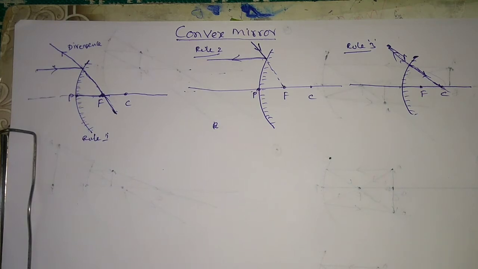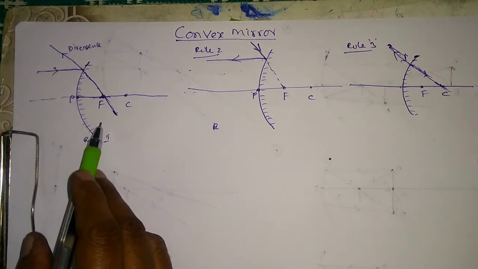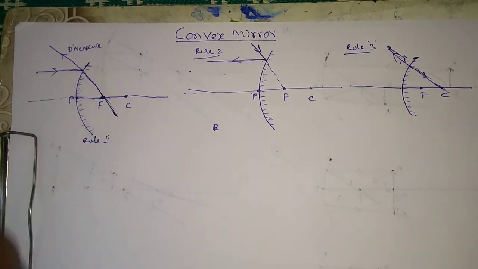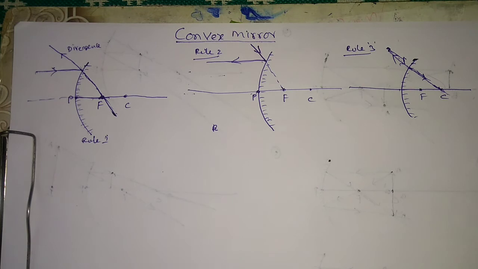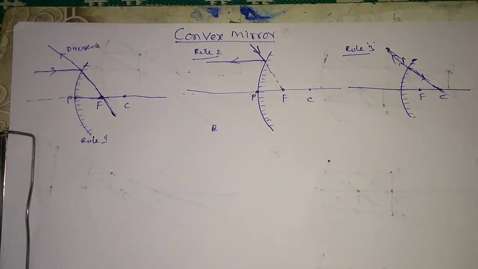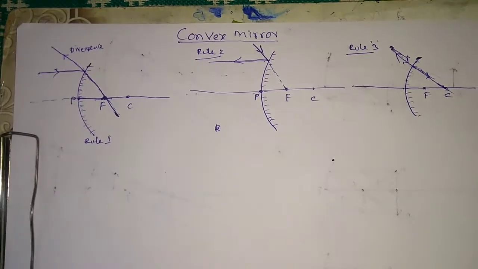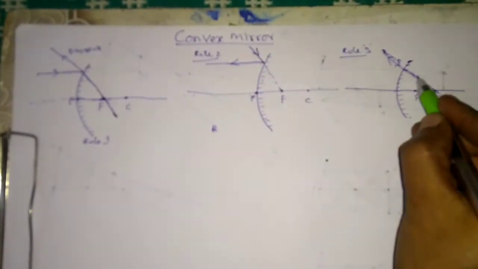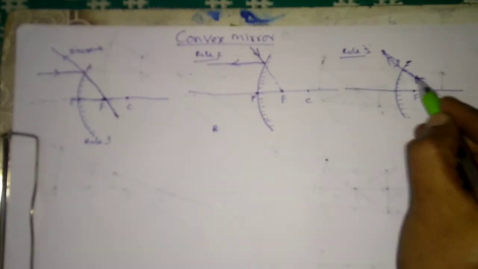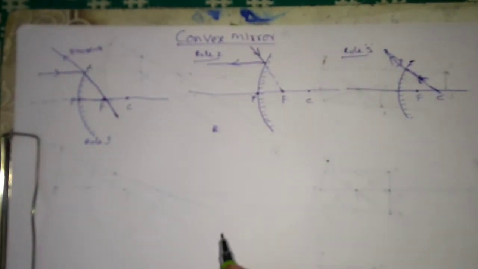These are the three rules for the convex mirror. First, a ray of light parallel to the principal axis diverges. If it is extended back, the rays meet at the focal point F. Rule number two is, if the ray is towards F, it is reflected back as a parallel ray. Rule number three, if the ray is towards the center of curvature C, it is reflected back as usual.